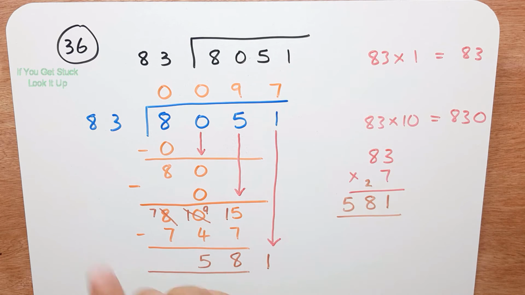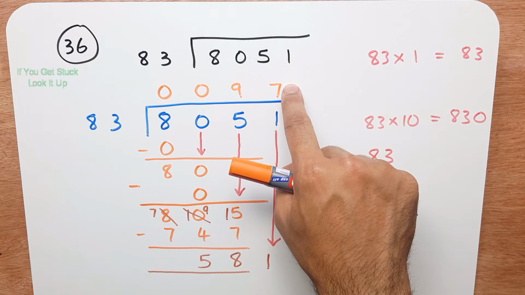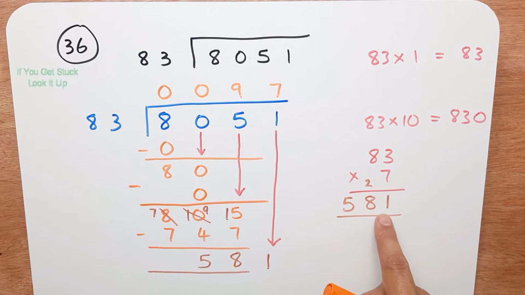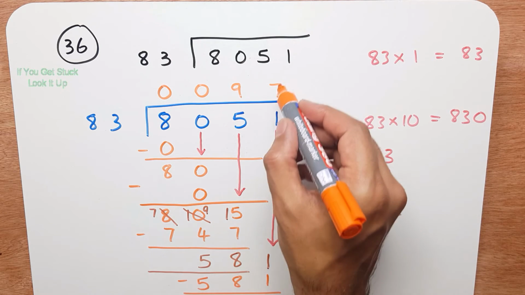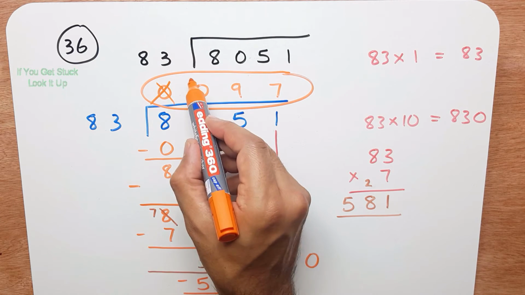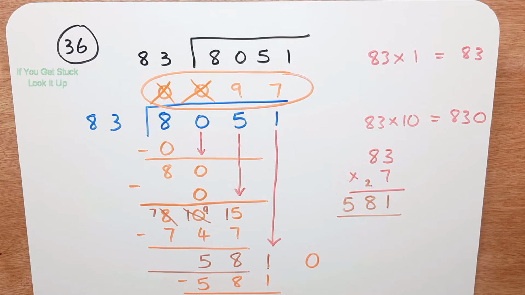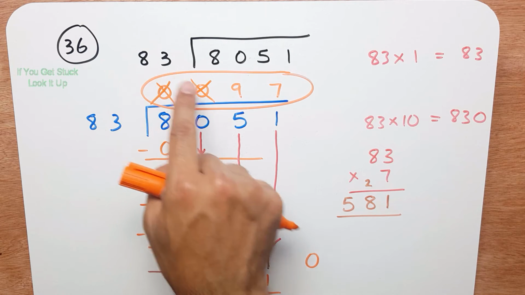Now, careful with this. I do 83 times 7, and we know 83 times 7 is 581. And I simply subtract them two numbers. 581 subtract 581 is 0, so there's no remainder. So our answer is this. And what did we say about leading zeros? We can cross those out or ignore them. So 8051 divided by 83 is 97.